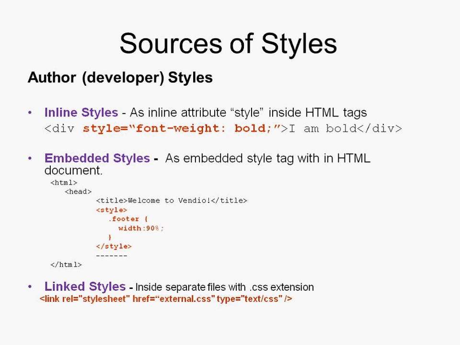Now all the CSS you can define, you as a developer can define it at three places. One, inline styles, where you can put CSS properties as an attribute of any tag. You say style is equal to, and then you give colon-separated properties, like bold, and so on.